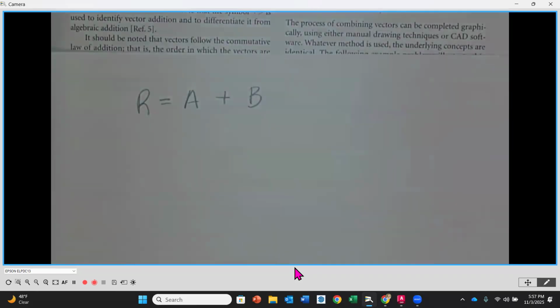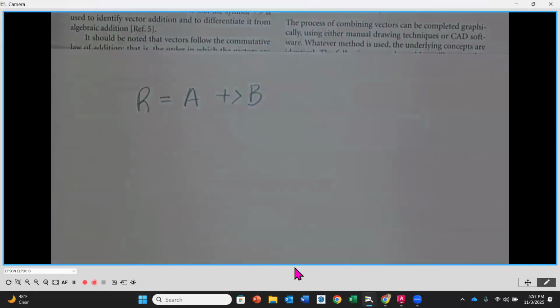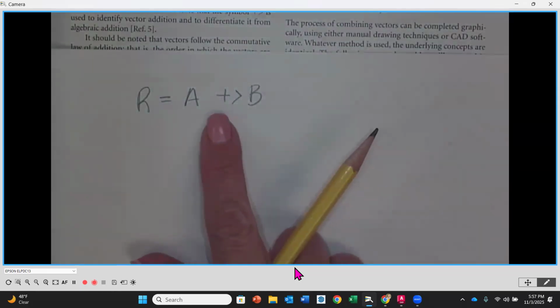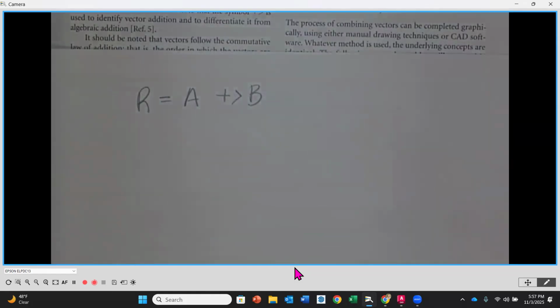Now these are vector quantities, and like I said, since we're going to be using CAD and putting it in as a keyboard, we are going to put the greater than symbol after our operator. So when we write the equation, and you will for all of these problems, you have to put the greater than symbol after the addition symbol to show that it's a vector addition, not an algebraic addition.